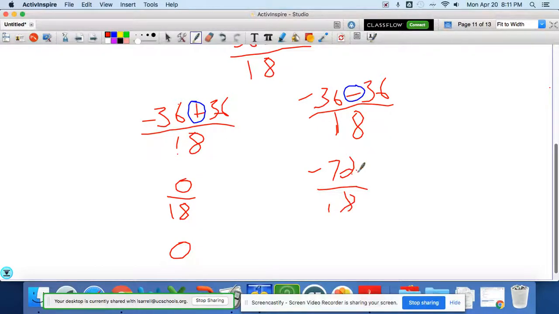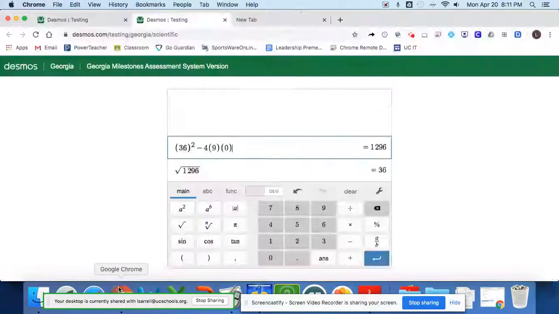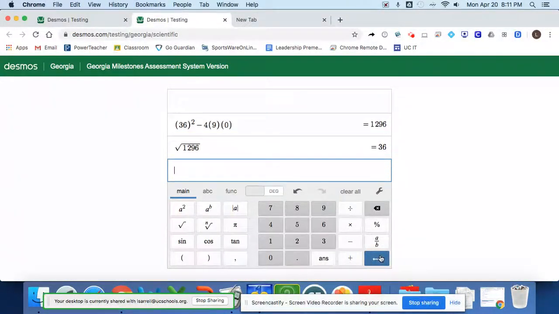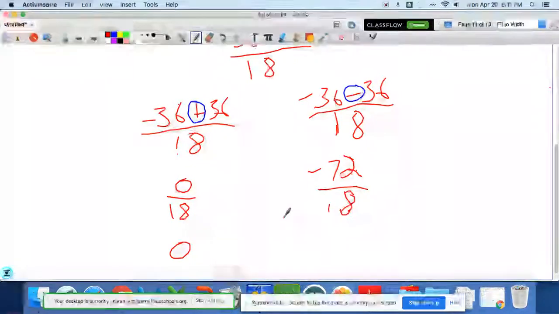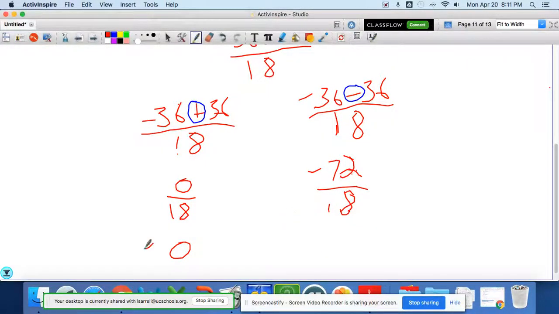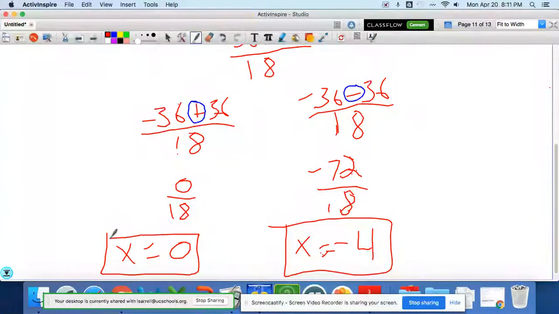And again, if you're really good with your multiplications and doing that kind of stuff in your head, that's fine. If not, pop on over into the calculator. Okay, let's drop down a line. Negative 72 divided by 18 is negative 4. So our two results we should get are that x equals 0 and x equals negative 4. Really, in a perfect world, I should have been carrying those x's along with us the whole time. Okay? Tough problem. A lot of difficult stuff there.